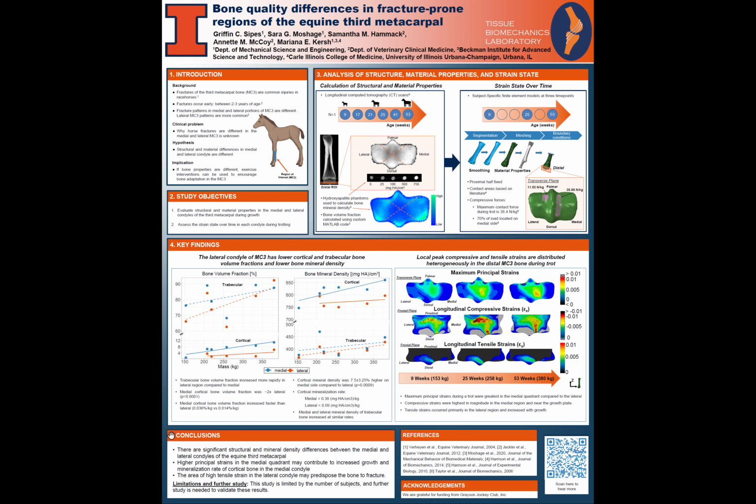From these results, we conclude that there are significant structural and mineral density differences between the medial and lateral condyles of the MC3. Higher principal strains in the medial quadrant may contribute to increased growth and mineralization rate of cortical bone in the medial condyle. And finally, the area of high tensile strain in the lateral condyle may predispose the bone to fracture. However, the study is highly limited by its number of subjects, as we only had one, and further study is needed to validate our results.